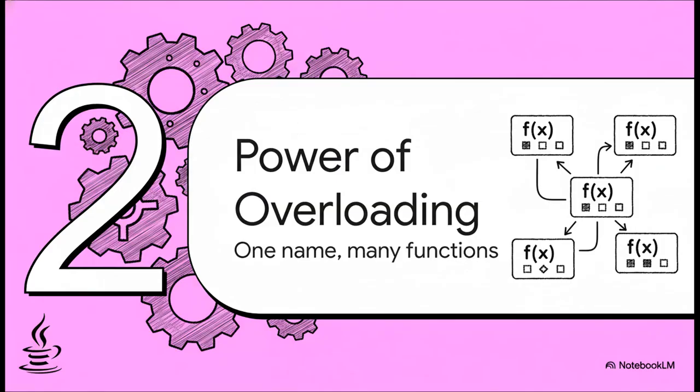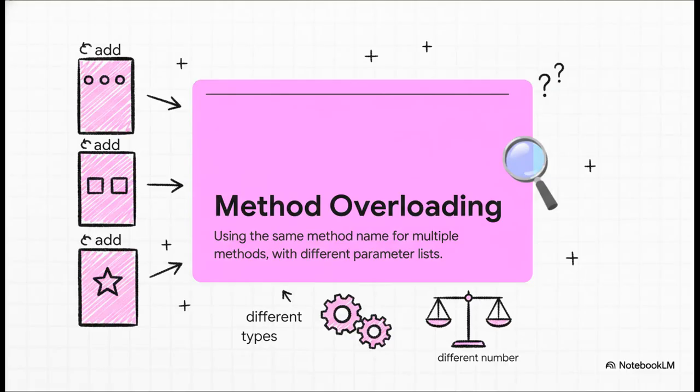Okay, with that foundation solid, let's get into something really cool that makes our methods way more flexible and our code feel more natural. We're talking about method overloading. So method overloading is basically this. You can have multiple methods with the exact same name in the same class. Now you might be asking, how does Java not get totally confused? Well, the secret is that they have to have different parameter lists. That could mean a different number of parameters or just different types. It lets you use one simple logical name, like add, for a bunch of different scenarios.